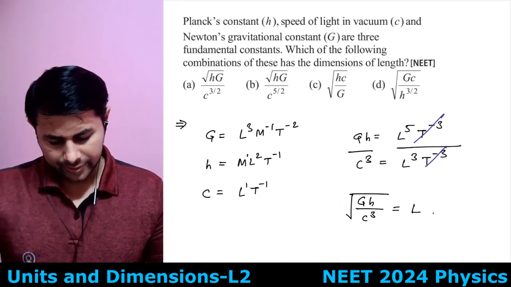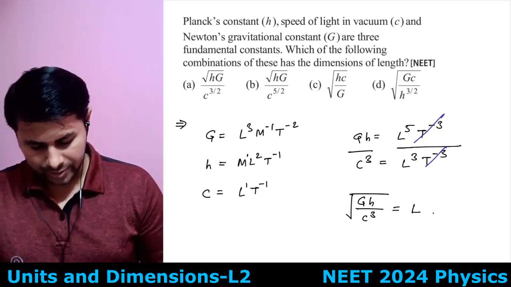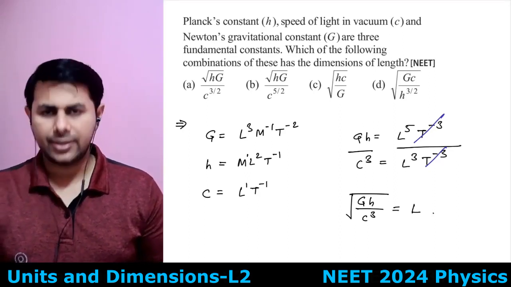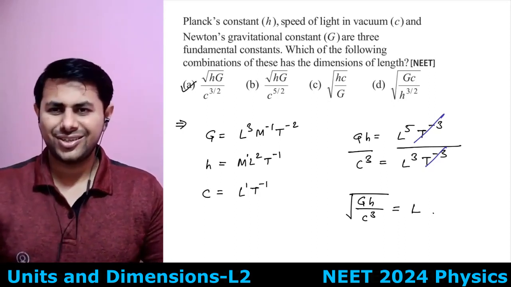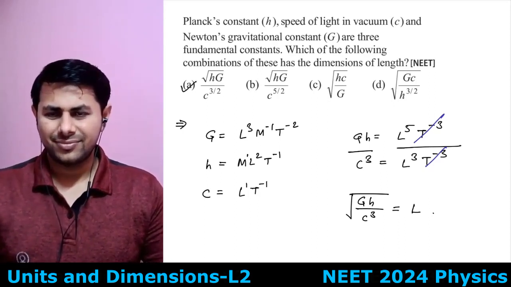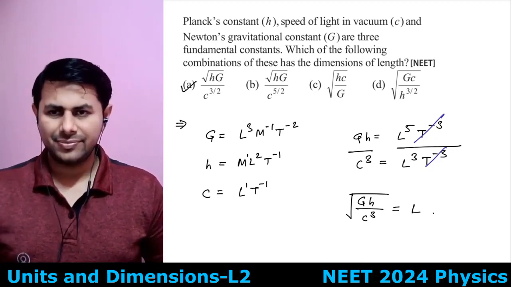Which option? Option A. Okay, square root of gh divided by c raised to 3 by 2. All right, got the trick? Okay. Yes, sir.